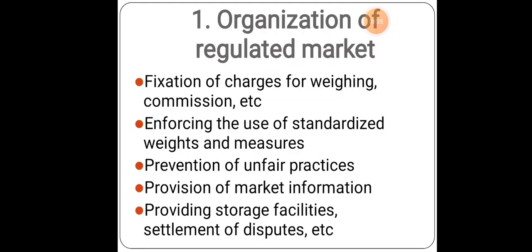First one, organization of regulated markets. A regulated market can also be called a controlled market, where the government will control the marketing process. How will the government control? It will control by fixing the charges for weighing and commissioning, giving commission, etc. Based upon the weighing, based upon the quantity, the fixation of the charges can be made, maybe for a kg, for a ton, for a bag, all these things.